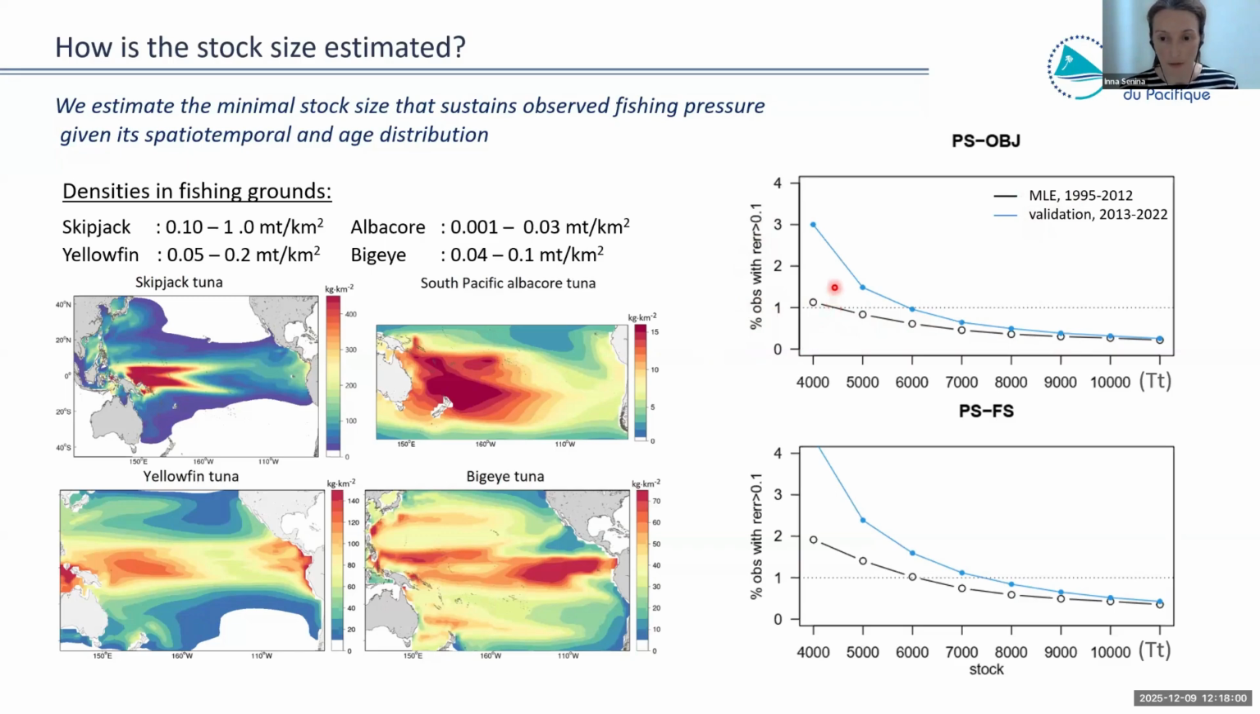However, when we go to the validation period, 2013 to 2022, this stock is too small. So we need to increase it to 6 million. But we do it for all fisheries combined. And we see that free school purse seine tells us that we need at least 7 million tons of skipjack to sustain the catches combined. Okay.